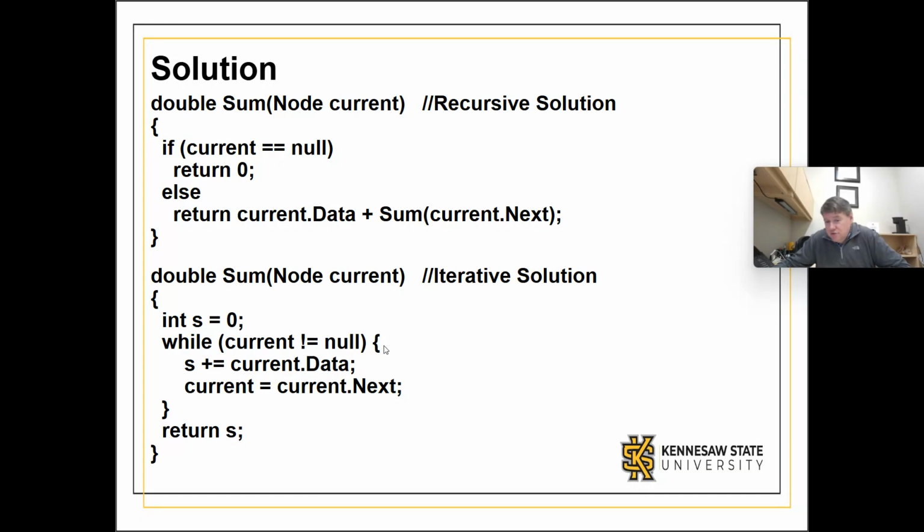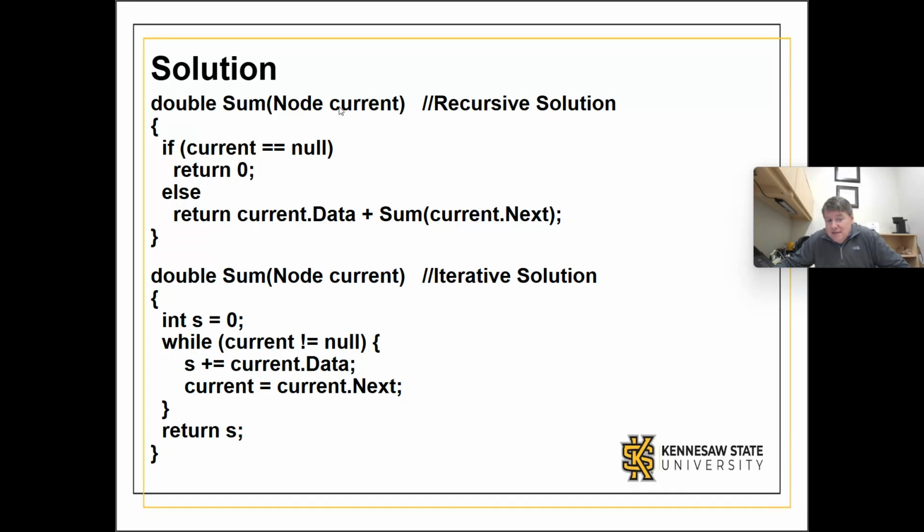That's my iterative solution. There's another way you can do this, and I know the last thing you want to hear right now is recursion, but you can do this with recursion as well. So double sum node current. If current is null, return zero. So if you're given a list where there's nothing in the list, then the answer is zero. Otherwise, return current's data plus the sum of current next.